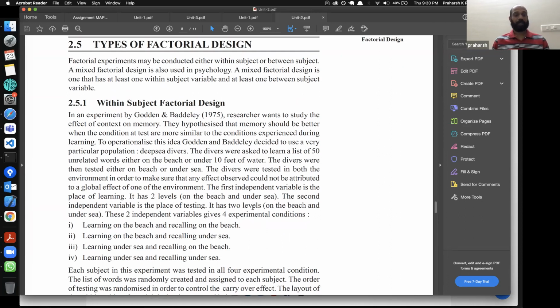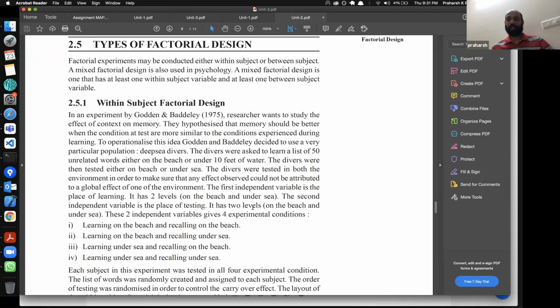Within subject is an experiment by Godden and Baddeley in 75 on memory. They hypothesized that memory should be better when the conditions at test are more similar to the conditions experienced during learning. It means if you are having fever and you prepared well for the exam in spite of having fever, when you are actually writing the exam, if you still have fever, your chances of recollecting everything are going to be more. Make sense?